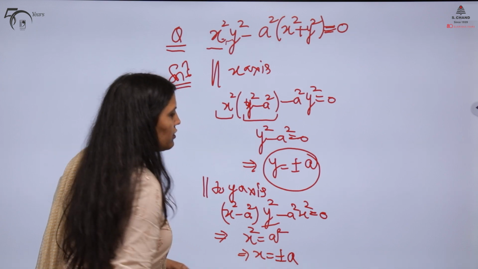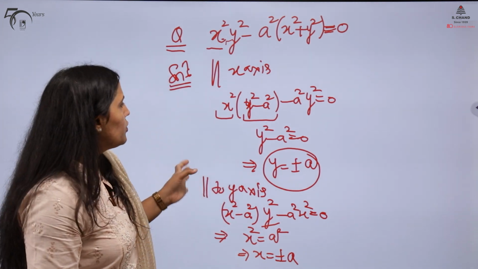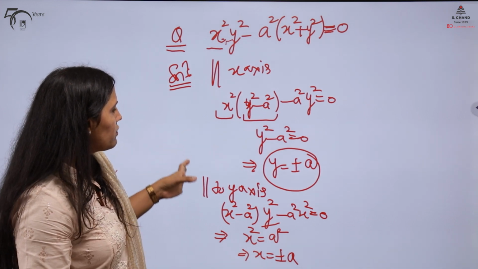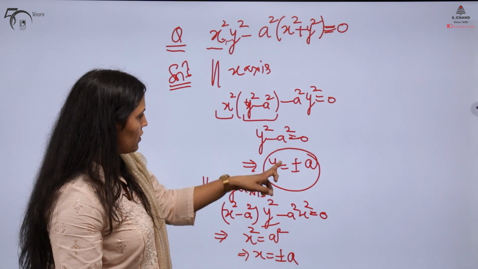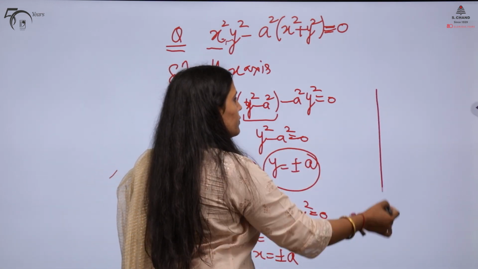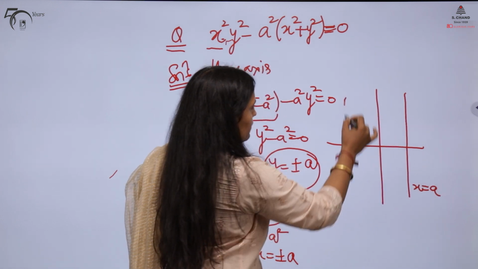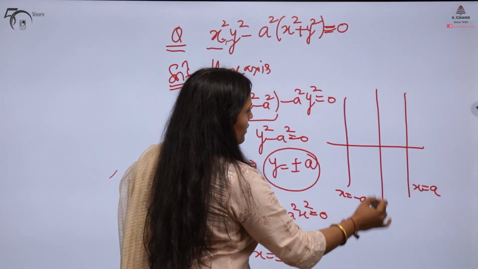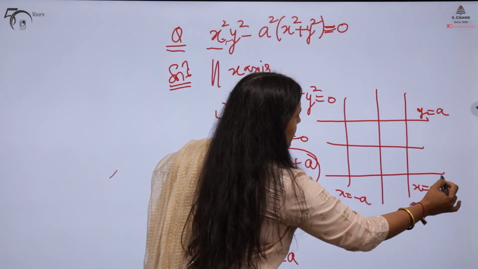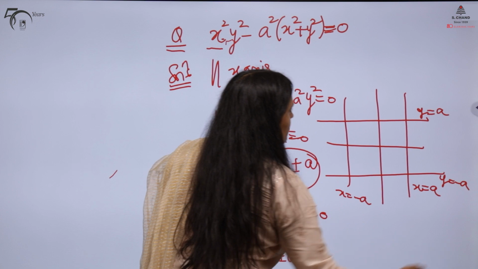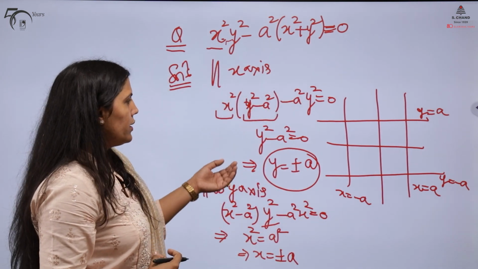It means in this case both asymptotes are existing, parallel to x-axis and parallel to y-axis. These are the asymptotes, and you can draw them also. x equal to a, this is the line, x equal to minus a, this is the line, y equal to a, this is the line, y equal to minus a, this is the line. So these are the 4 asymptotes for this particular curve. Curve tracing we will be doing later.